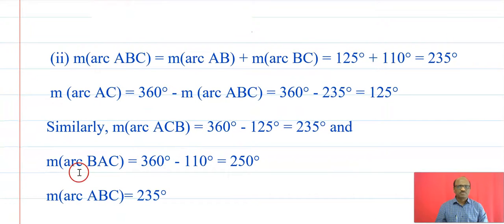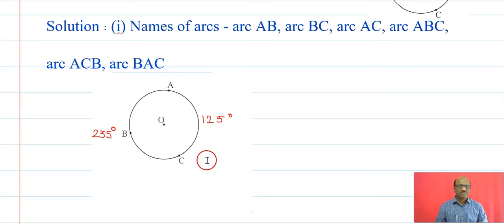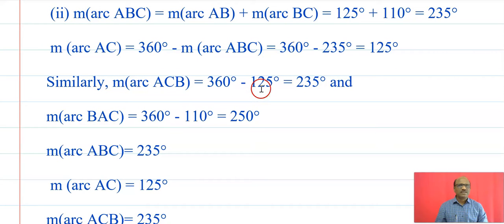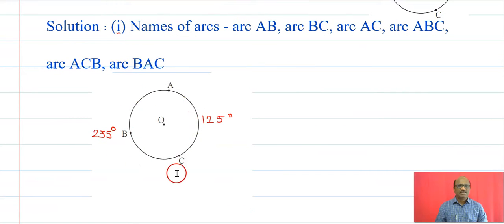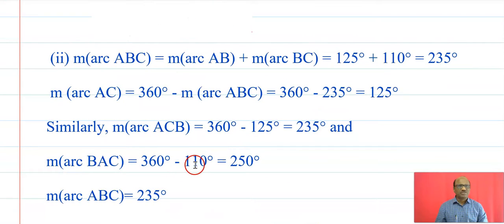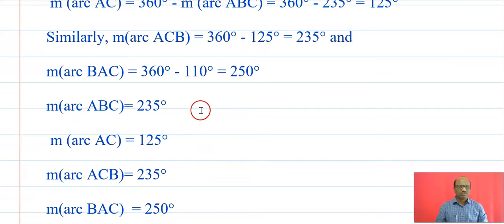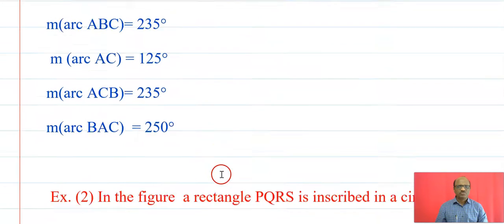Similarly, the measure of arc ACB is 360 minus 125, which equals 235 degrees. The measure of arc BAC is 360 minus the measure of arc BC, which is 110, so that equals 250. So the measure of arc ABC is 235, arc AC is 125, arc ACB is 235, and arc BAC is 250.